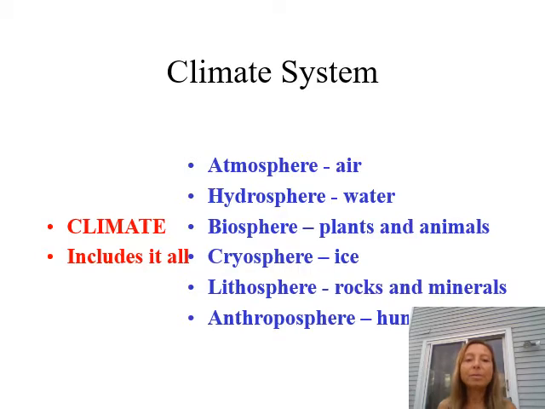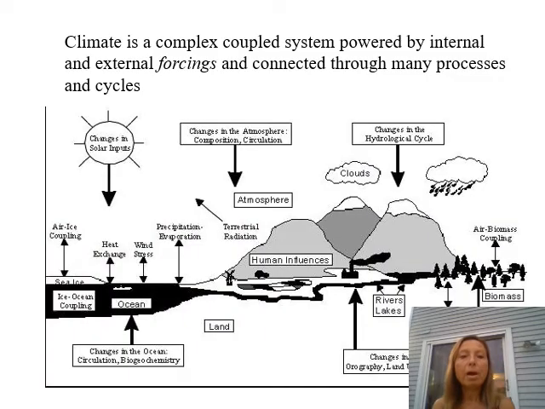In fact, climate system includes it all: the atmosphere, the sphere of air, the hydrosphere, the sphere of water, the biosphere, that includes plants and animals, the cryosphere, the sphere of ice and snow, the lithosphere, the sphere of rocks and animals, and finally today it's also the anthroposphere, the sphere of humans, us. This diagram shows various connections in the complex climate system. In fact, we would come back to this diagram many times in the next unit on climate modeling.